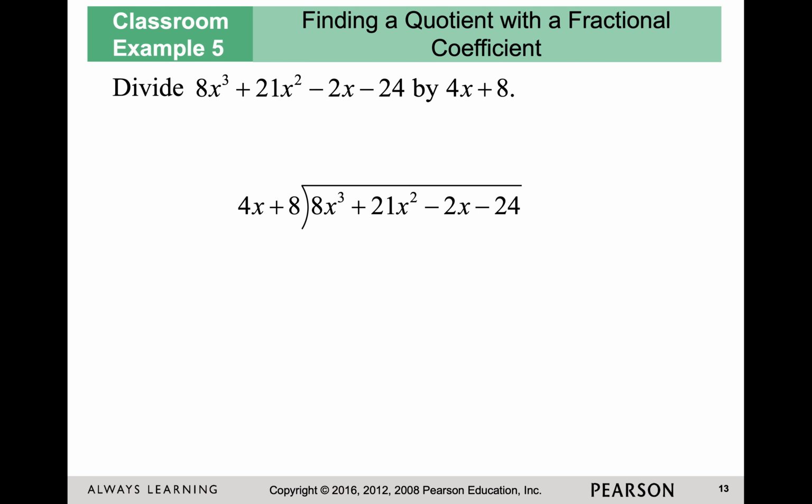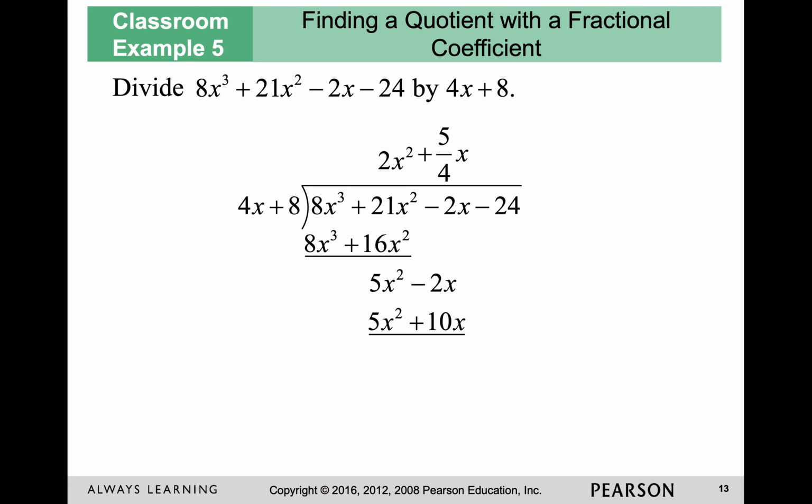Here's another example. Again, synthetic division might make more sense, but I can take this 4x plus 8 and multiply it by 2x squared, and that's where this term comes from. Then I'm going to complete the subtraction. Then the closest I can get to 5x squared minus 2x would be to multiply that by x and work with that. That's about as close as I can get. I can multiply it by 5/4 x to get that nice 5 in the front. So those terms cancel. Then I'm going to carry on, and there's my answer.